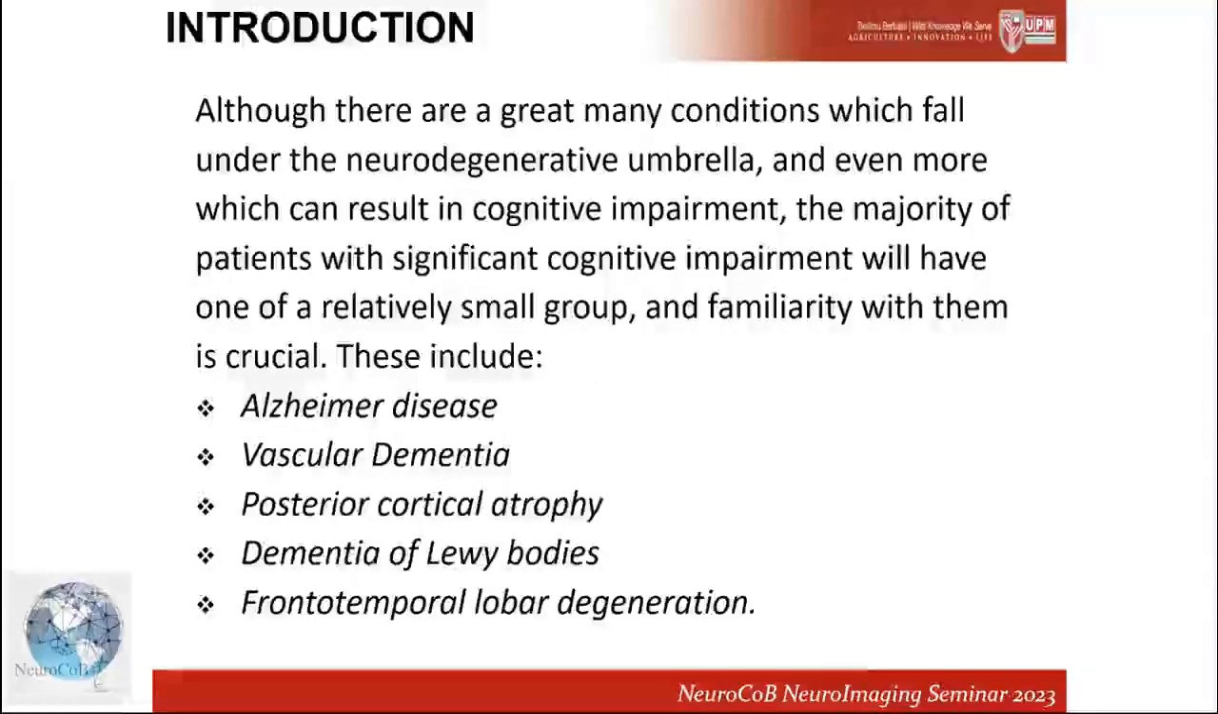Although there are a great many conditions, if you go to the list of neurodegenerative diseases, there is a very long list. But the majority of patients with significant cognitive impairment, which I will touch on later, will have one of a relatively small group, and familiarity with them is crucial. This includes Alzheimer's, vascular disease, vascular dementia, posterior cortical atrophy, dementia with Lewy bodies, and frontotemporal lobar degeneration, or FTLD.